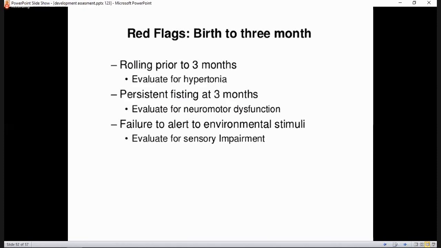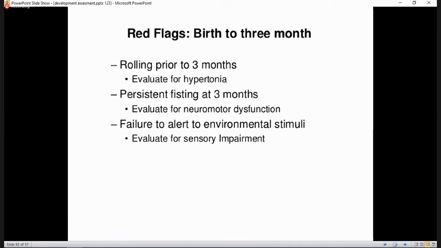If the age of the child is between birth and 3 months, normally rolling develops after the age of 4 months. But if it is achieved during the 3 months, just check for hypotonia. If there is persisting fisting of the hand until the age of 3 months, where the patient is unable to open the hands and most of the time the hands are closed, this also needs evaluation for neuromotor dysfunction.